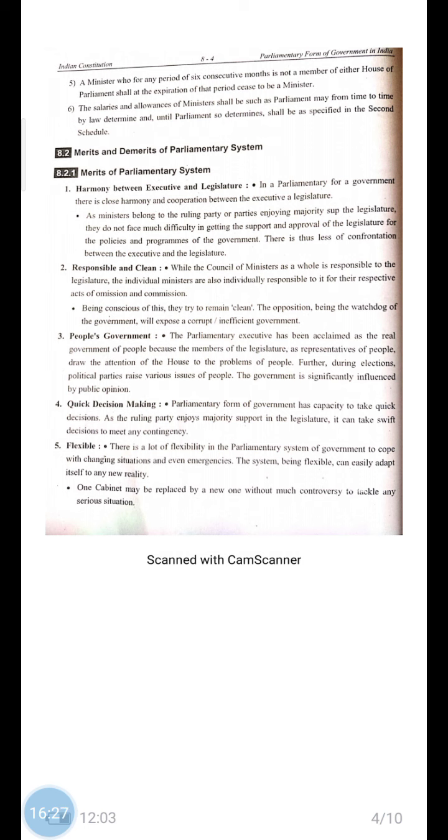Quick decision making. The parliamentary form of government has the capacity to take quick decisions, as the ruling party enjoys majority support in the legislative, so it can take swift decisions in any contingency.